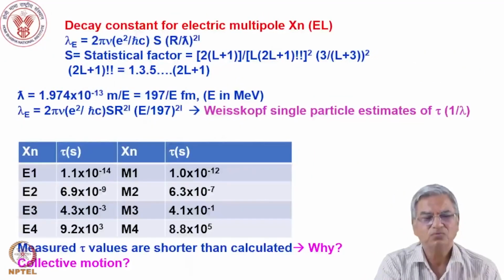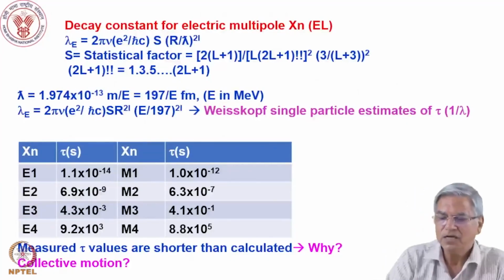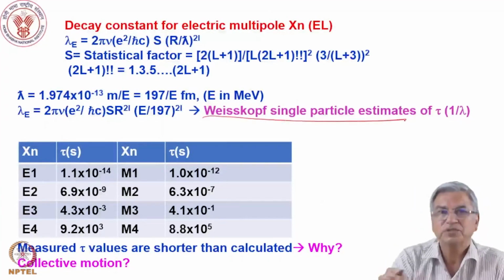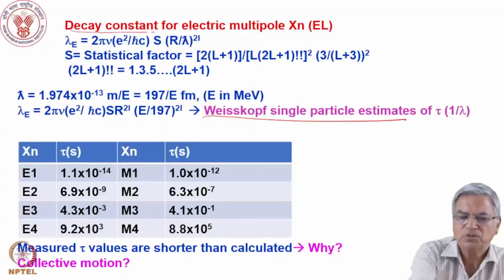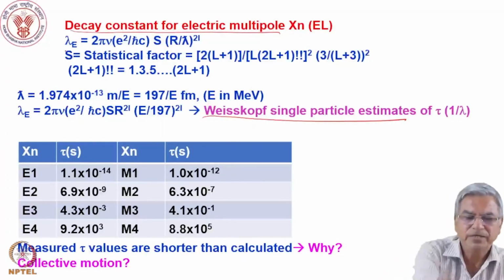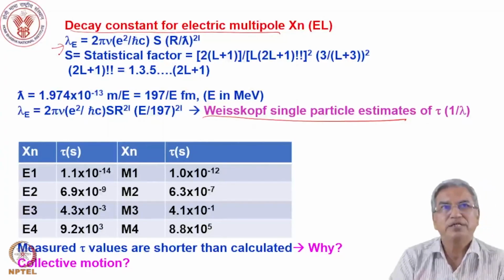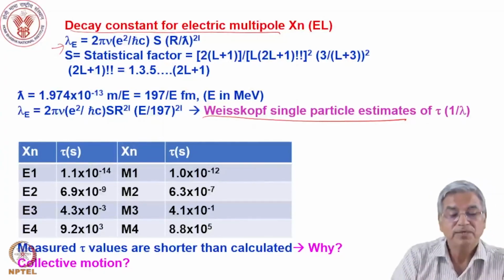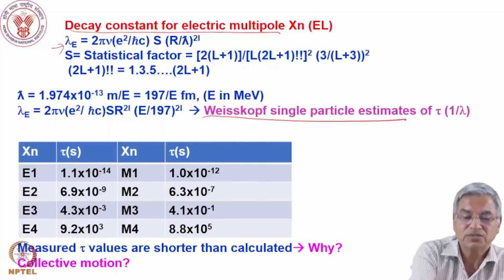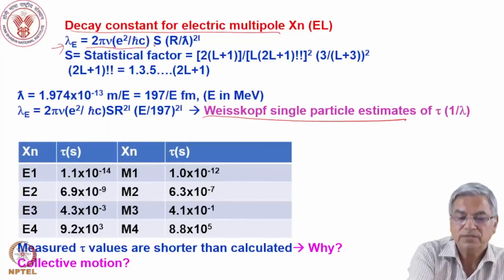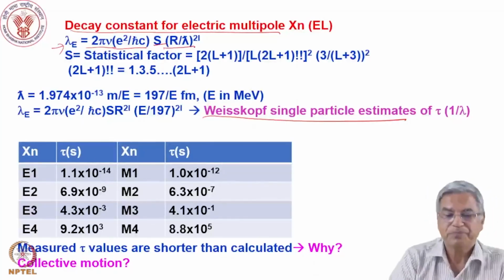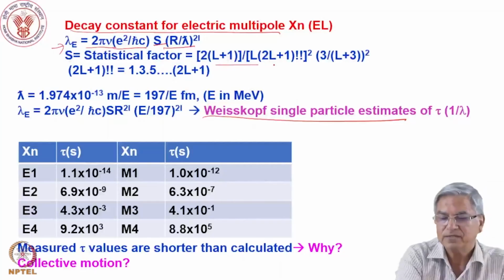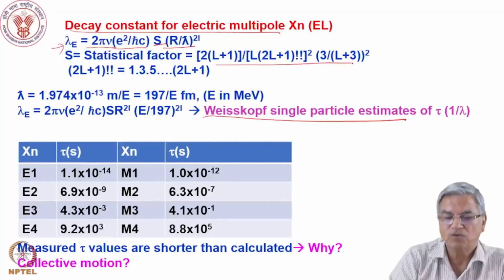Now let us see how to calculate the decay constant in Weisskopf's theory of the single particle model. Weisskopf's formula for the decay constant for electric transition is lambda E. This is the decay constant, not to be confused with the wavelength. The decay constant for the electric transitions is 2πe² upon ħc, times the statistical factor S, times (R/λ-bar) to the power 2L.